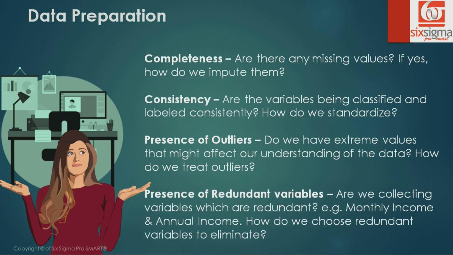Presence of redundant variables. Are we collecting variables which are redundant? For example, if you have monthly income as one column and next to it you also have annual income. Now in most of the cases, this monthly income rolls up to the annual income, or an annual income divided by 12 gives you the monthly income. So there is no point keeping both the variables in your model at the same time. If you have redundant variables in your model, you would want to decide whether you want to keep them or eliminate them, and which ones to eliminate.